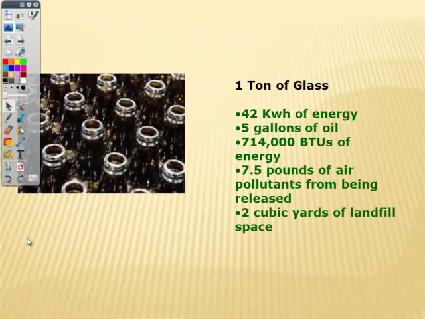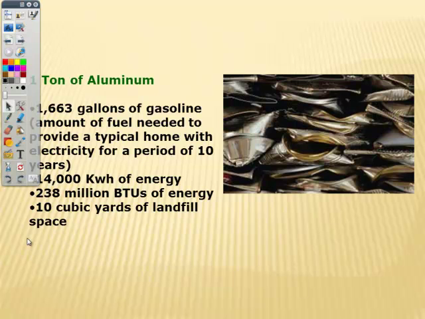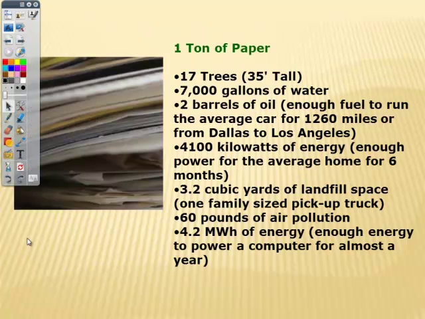A ton of glass is a little bit different. 714,000 BTUs of energy you can save, along with a lot of other things. A ton of aluminum, okay, is about 238 million BTUs of energy per ton of aluminum. A ton of paper, again, lots and lots of tremendous benefits.